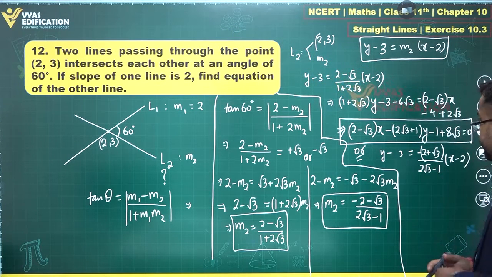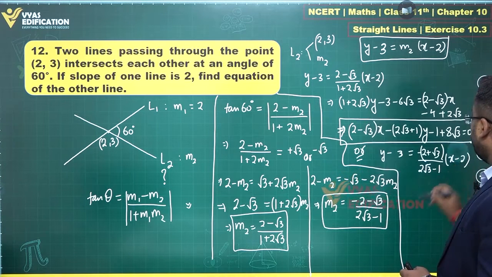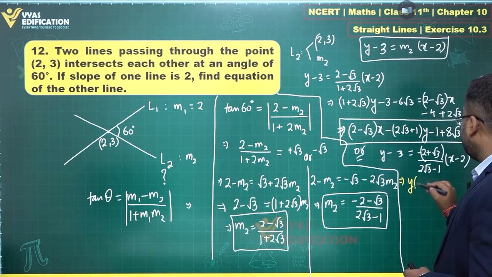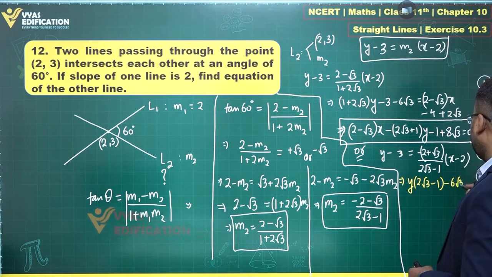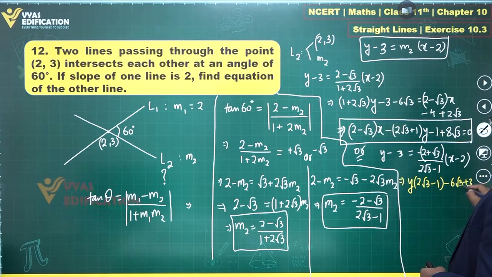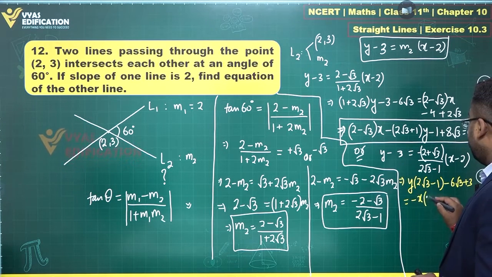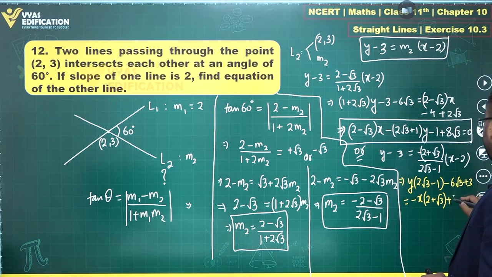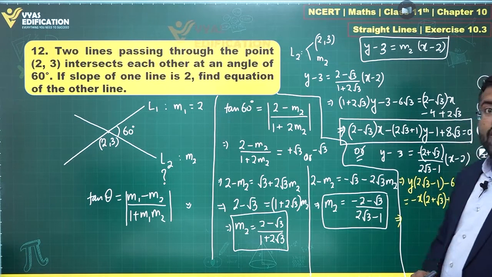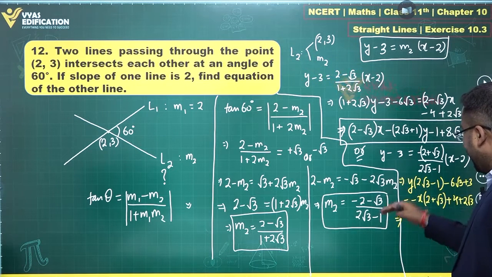Let's rearrange the equation and see where that takes us. Let's use a different color. This is y times 2 root 3 minus 1 minus 6 root 3 plus 3 is equal to, on the right hand side, minus x times 2 plus root 3 and plus 4 plus 2 root 3. Where will that take us? Okay, let's bring this x term to the left hand side.